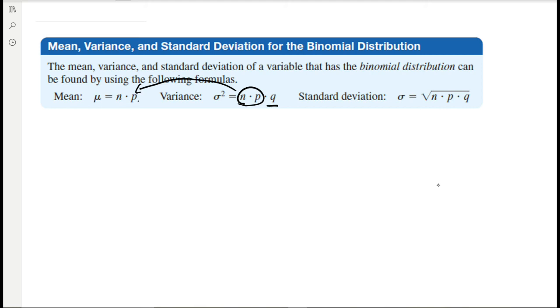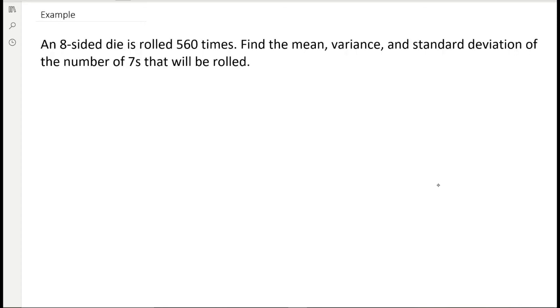And that's how you get the variance. Now, if you want the standard deviation, you just take the square root of the variance to get that. So to find this, you just take the square root of the variance here, and that will give you the standard deviation. So these three quantities are actually pretty simple to find. So let's do an example of that.